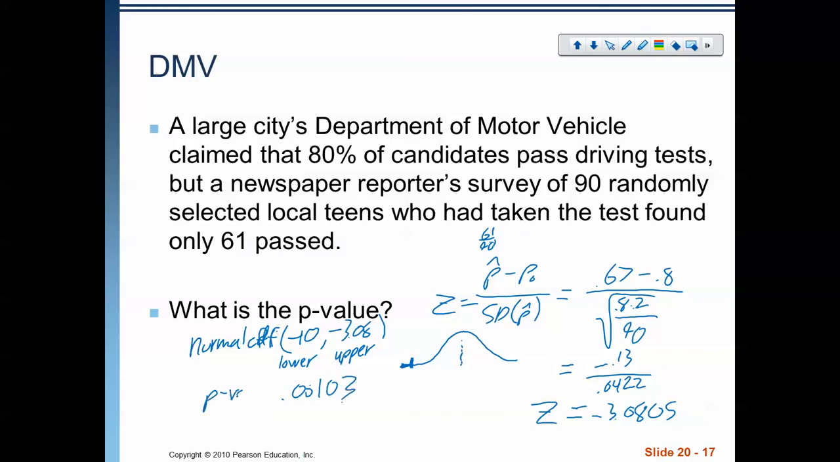So my p-value is quite small. Remember, this is the probability that I would see a sample of 61 out of 90, given that the 80% is true. Like, if 80% is the actual amount, the probability that I would get this sample of 61 out of 90 is about 0.1%. So that's my p-value. I will show you in the next video a calculator shortcut for doing the hypothesized value, or for doing the test.